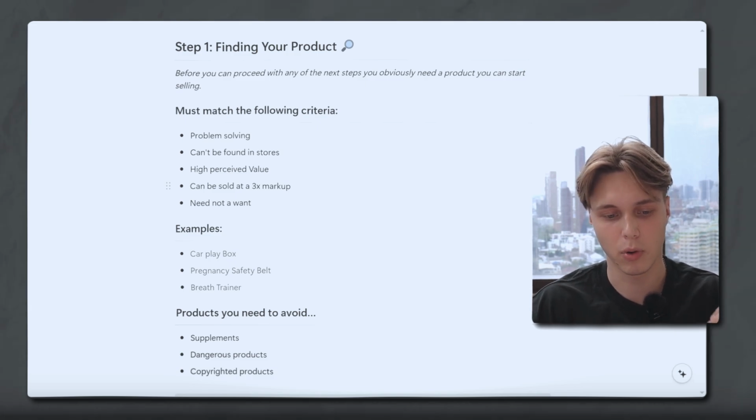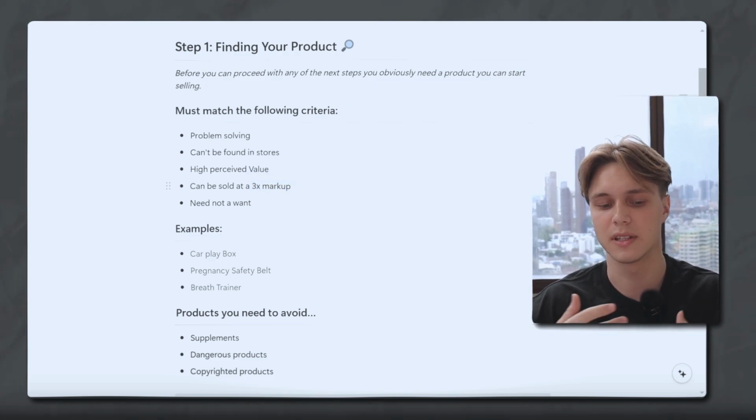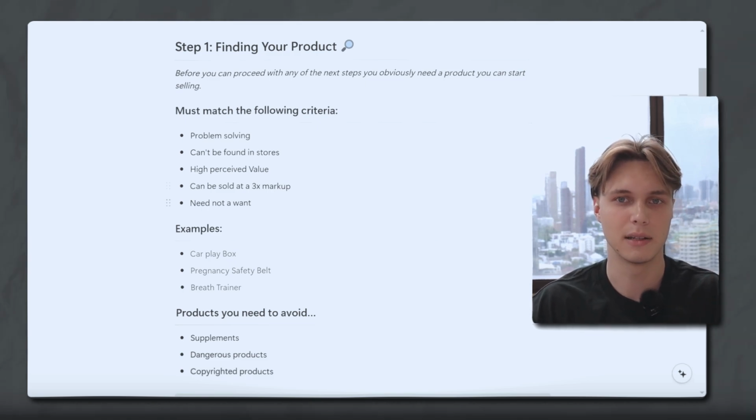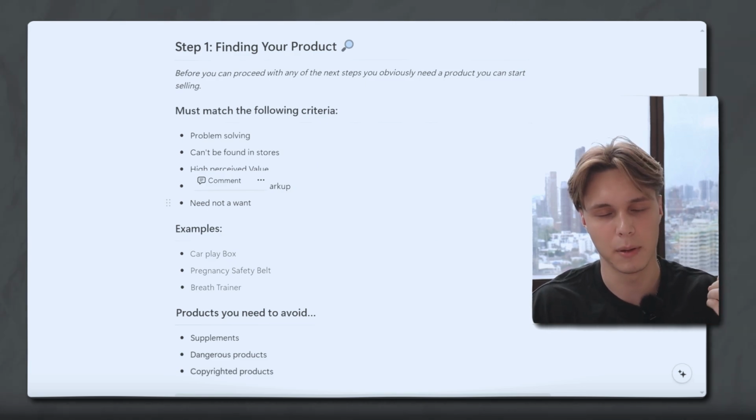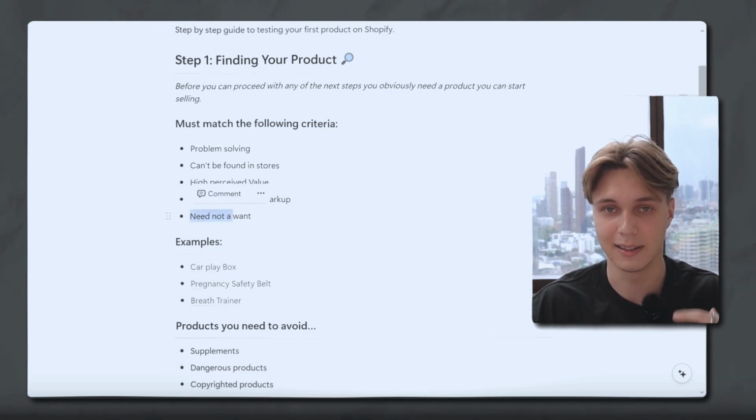And then I look for a product that can be sold at least a 3x markup. Anything under that, and it's going to be very difficult to actually scale and be profitable in the long run. So 3 to 4x markup is typically what I look for. And then lastly, it needs to be a need, not a want. Kind of tying back into that problem solving aspect. If it's a product that people truly need, it will sell a lot better, at least in my experience.